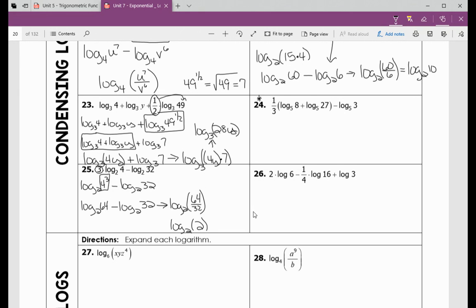All right. In number 26, do you have any powers that you have to deal with? Okay. So we have a 2. I have a 1/2 or a 1/4, I apologize, which means I'm going to end up with a radical. When your multiplier is a fraction, that represents a radical. So I'm going to have log of 6 squared, which becomes log of 36.